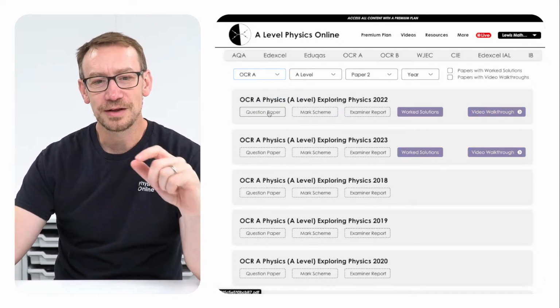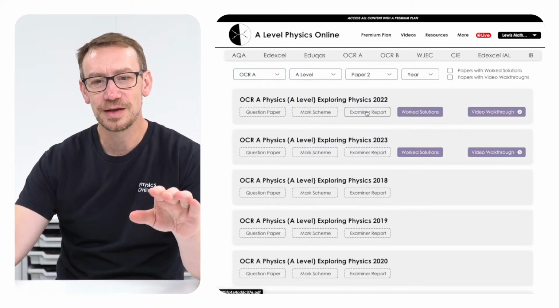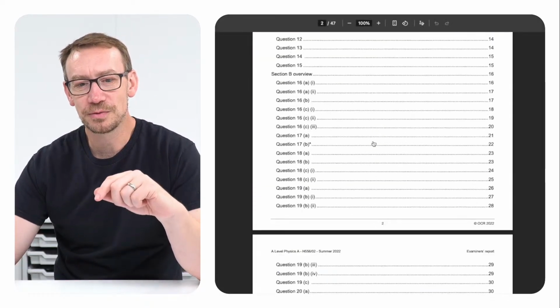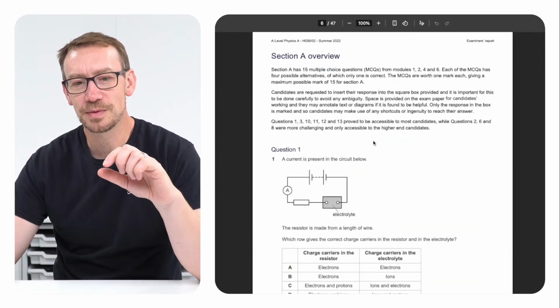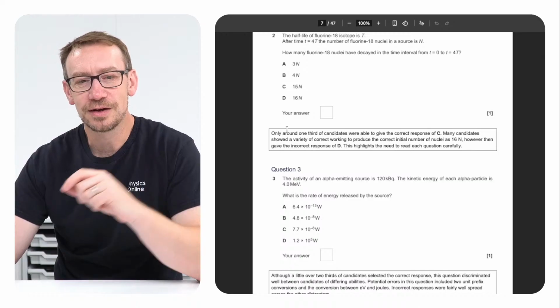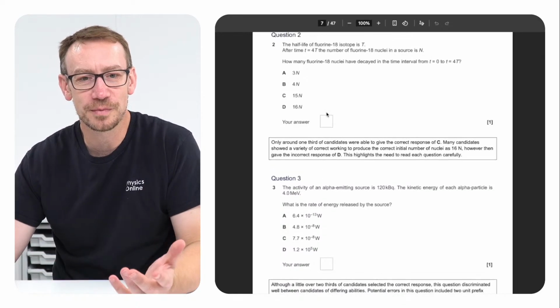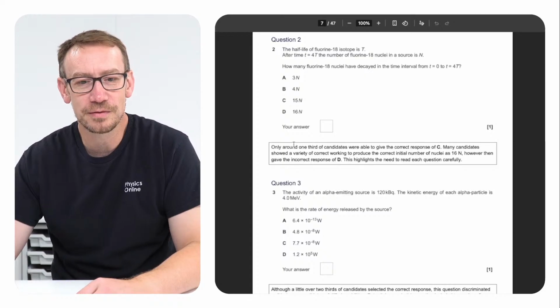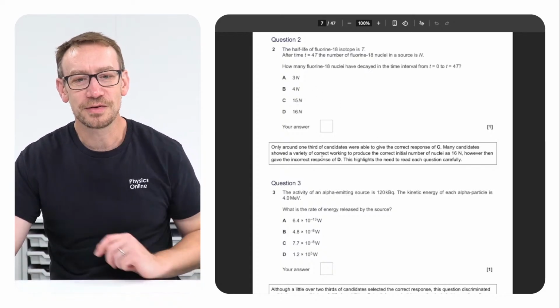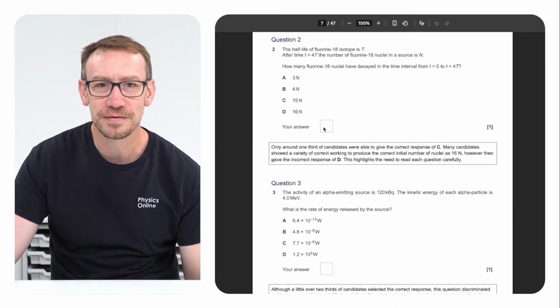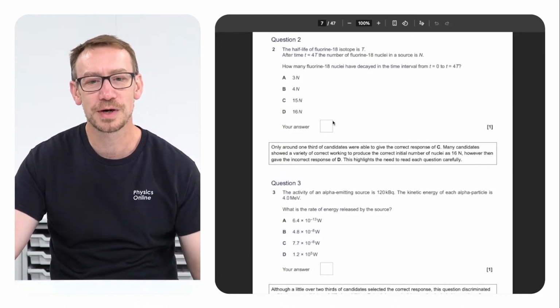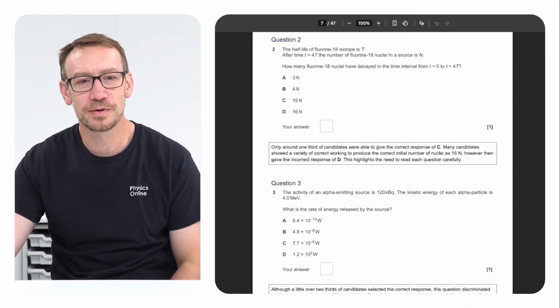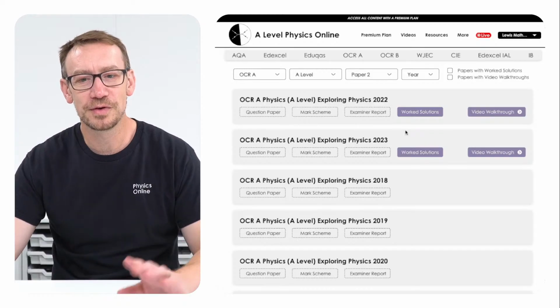There's basically the question paper you've already done, and the mark scheme. There are the examiner's reports here as well that I've linked to, so you can read up a bit more about the question and look at how other students did. So for example, this question here is about the half-life of fluorine. It says only around a third of the candidates were able to give the correct response of C. So it just shows that if you got this wrong when you were doing your preparation, lots of other people got it wrong as well. So the examiner's report is super useful.